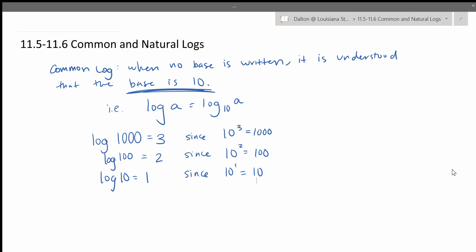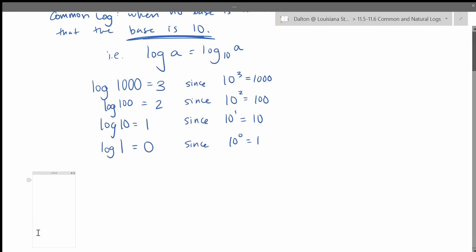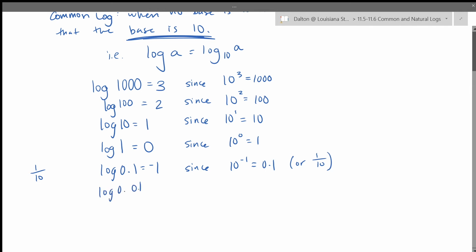But we're going to keep going. We're going to get through the threshold of 0. The log of 1 equals 0 since 10 to the 0 power, anything to the 0 power, is 1. And we're going to keep going. The log of 0.1, if you're not good at the whole decimals thing with exponents, remember that 0.1 is the same thing as 1 over 10. So this would be -1, since 10 to the negative 1st power is 0.1, or 1/10. The log of 0.01, 1/100th, is -2, since 10 to the negative 2nd power is 0.01, or if you prefer to think of it as 1/100th.